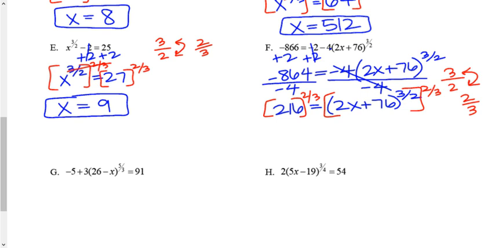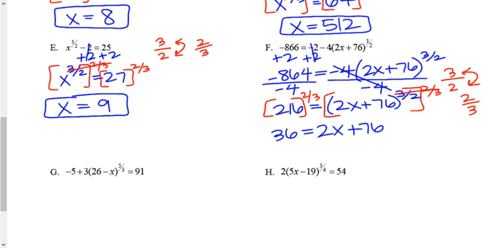Alright, on the right side, it cancels. On the left side, I have to take 216 to the power of 2/3 in my calculator. And I got 36. So 36 is equal to 2x plus 76. So I didn't just get a number this time. I didn't stop there.